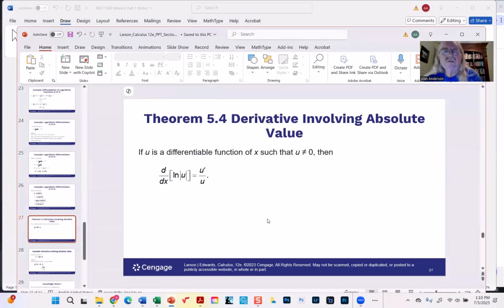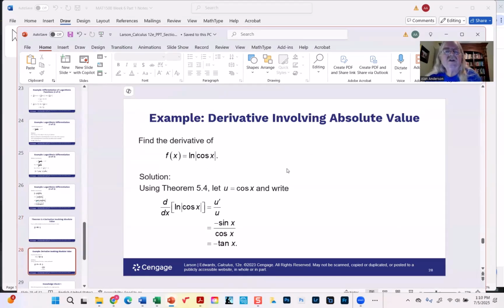And then just in general, as we just saw, this derivative is u prime over u. Now, if the function is definitely positive, we don't really need the absolute value signs. But technically, we are taking the derivative of the log of absolute u, because we know that it can't be negative.